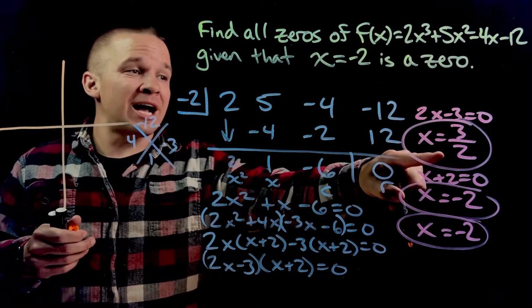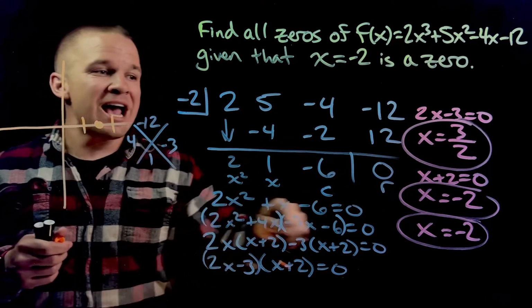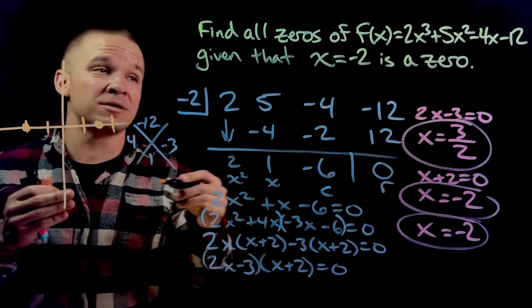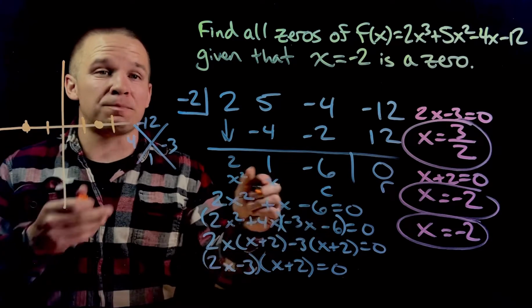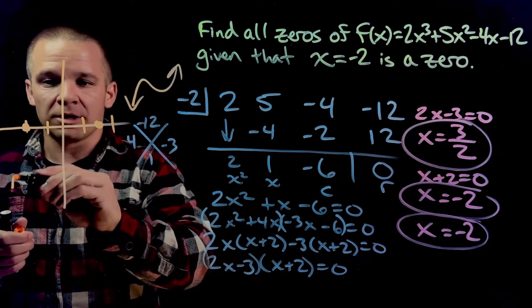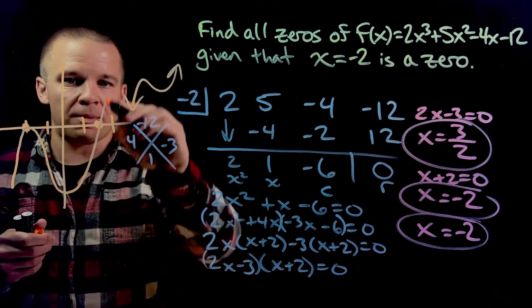All right, so I've got 3 over 2. So let's go 1, 2, 3 over 2 is going to be right here. And then -2, with the multiplicity of 2, so it's going to bounce off that one. This is a cubic and it's positive. It's going to look something like this. It's got to bounce right there. So I'm going to come through like this. My y-intercept is going to be at -12, and I'm going to come up and through this thing.